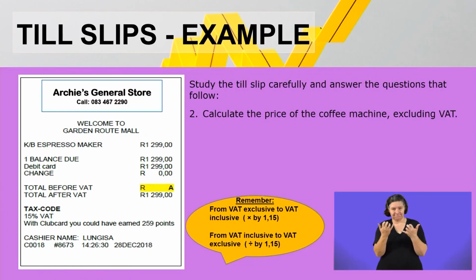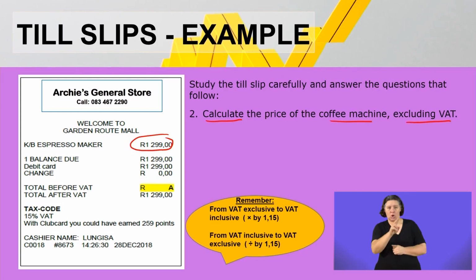All right, next question. It says calculate the price of the coffee machine excluding VAT. Now, if I look here, that's the price of the coffee machine, right? 1,299 Rand. Now, quickly look at the bottom. It says, remember, from VAT exclusive to VAT inclusive, we multiply by 1,15, and then from VAT inclusive to VAT exclusive, we divide by 1,15.